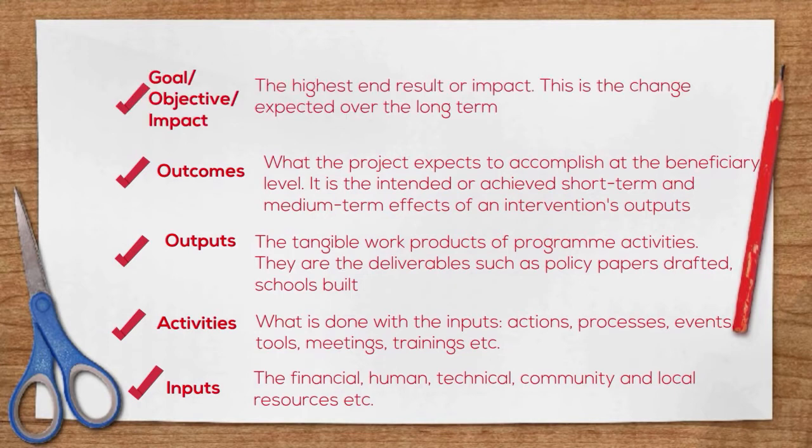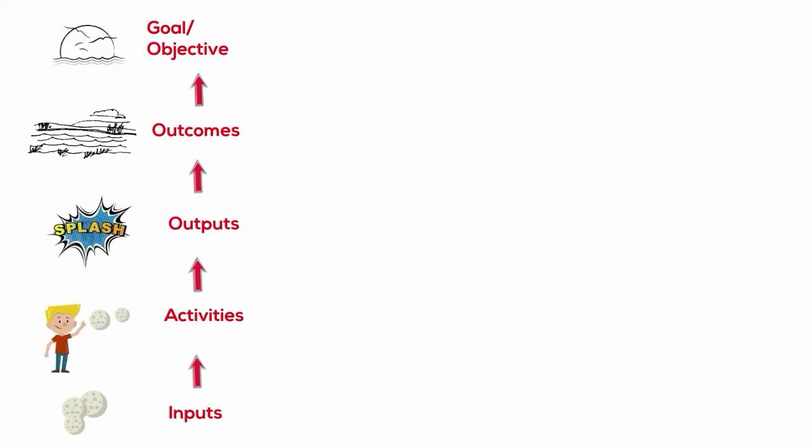Goal or impact is the highest end result. This is the change expected over the long term. In the logical framework, the different steps are ordered sequentially. Activities feed into outputs, which lead to outcomes, which achieve the overall goals.